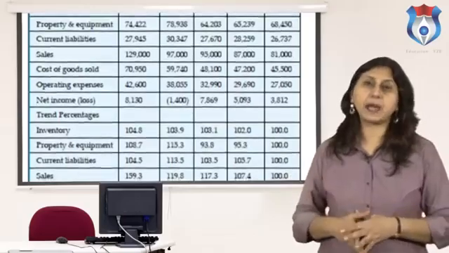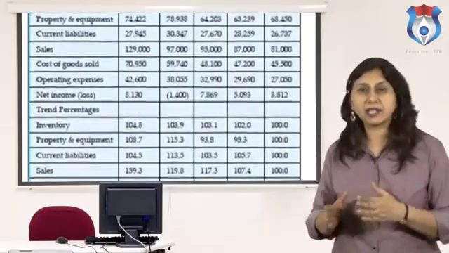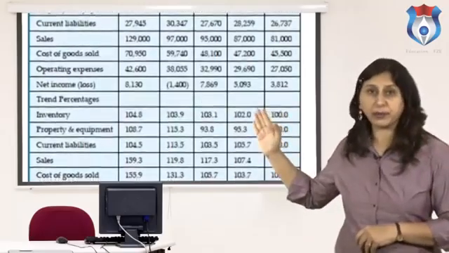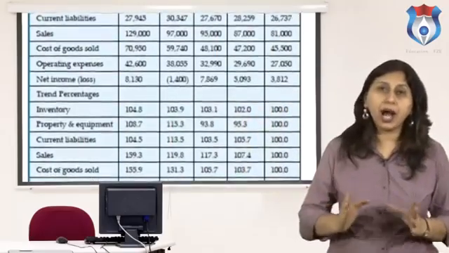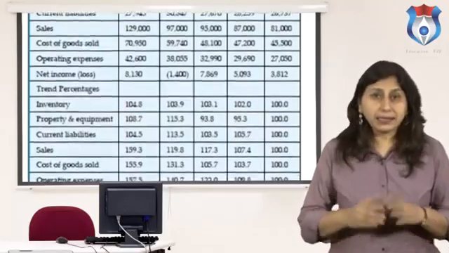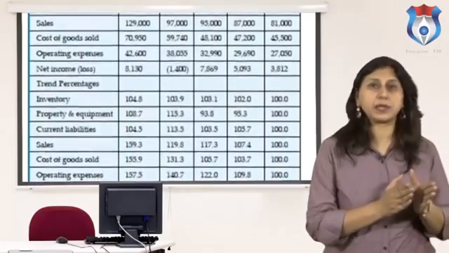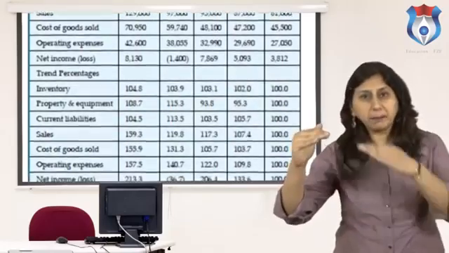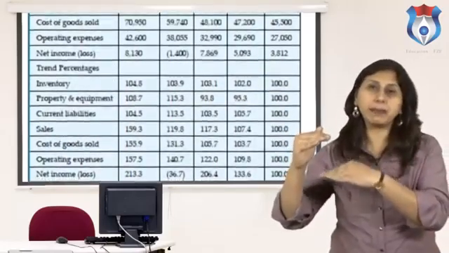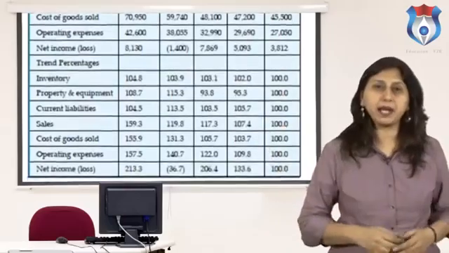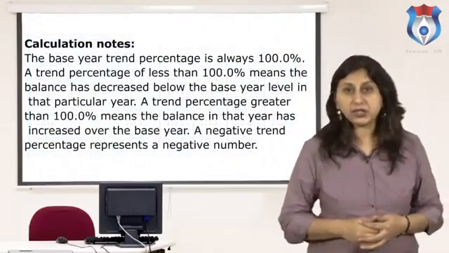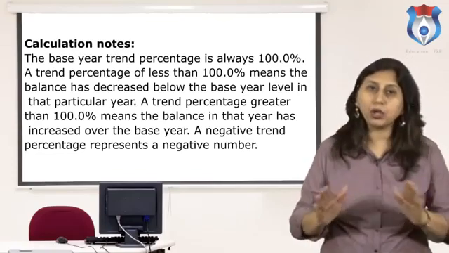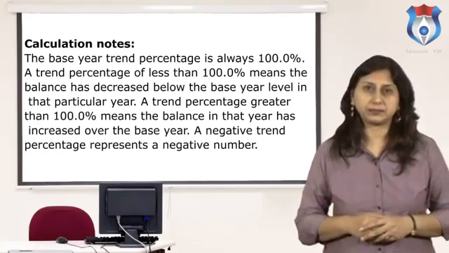In the following example, 20W7 is the base year, so its percentages, see bottom half of the following table, are all 100.0. The percentages in the other years were calculated by dividing each amount in a particular year by the corresponding amount in the base year and multiplying by 100. Calculation notes. The base year trend percentage is always 100.0%.